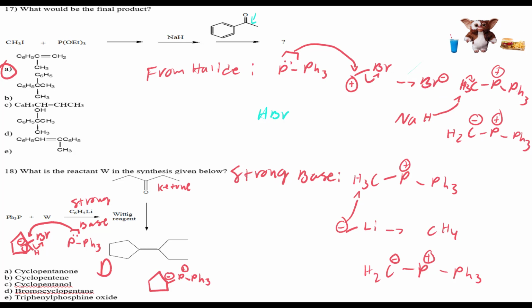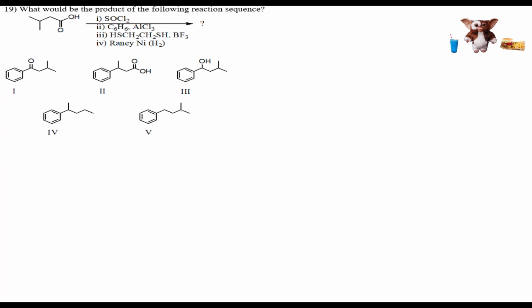Okay, so that's it. So number 19, what would be the product of the following reaction sequence? Well, you know that SOCl2 is going to remove the alcohol to make chlorine. And afterwards, you're going to be doing a Friedel-Crafts reaction, which is alkylation. AlCl3 is going to remove the chlorine to make this carbon positive. And then you're just going to be adding your benzene to this positive.